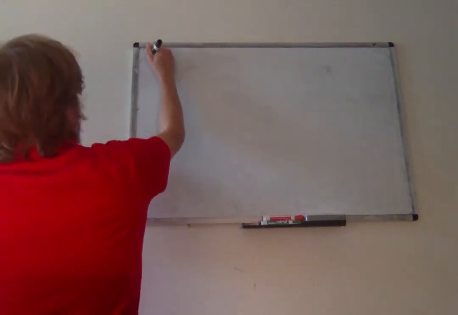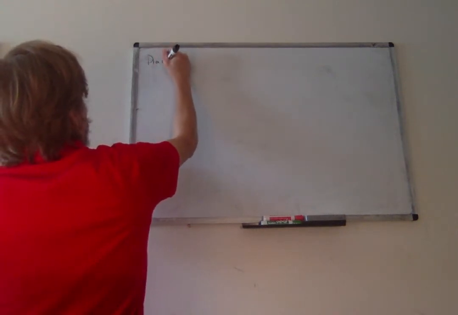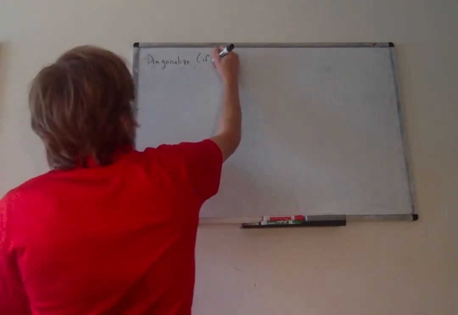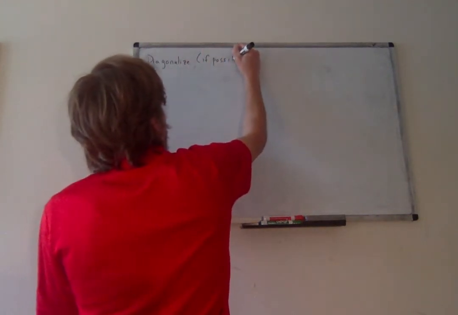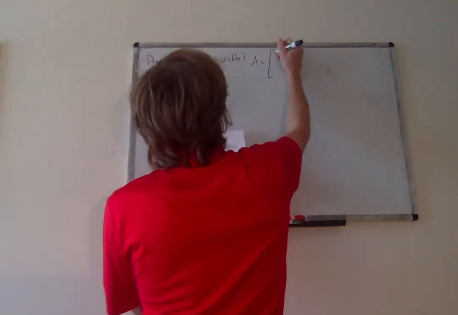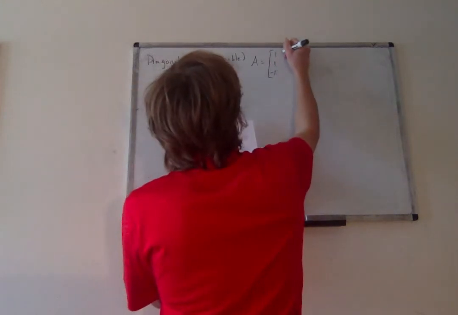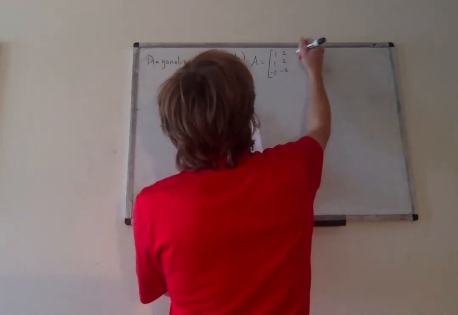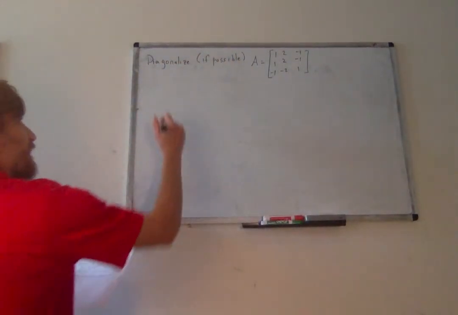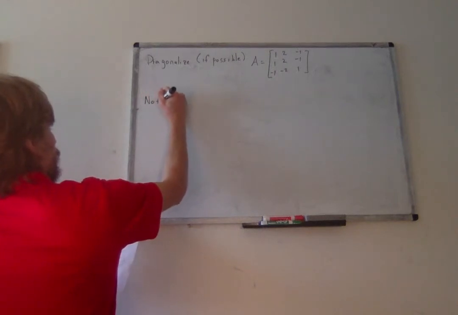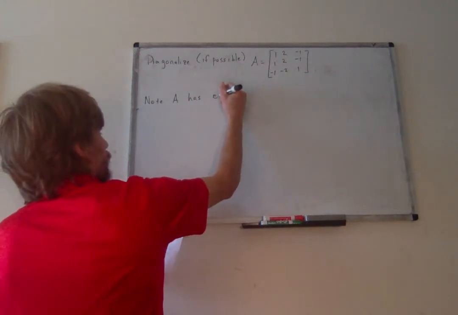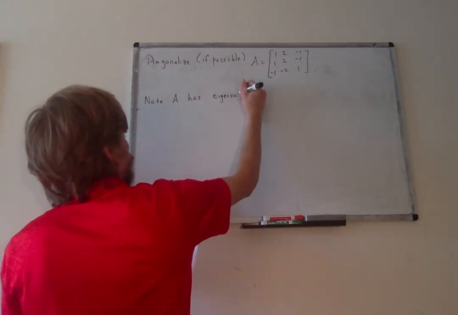So we want to diagonalize, if possible, the 3 by 3 matrix A equal to 1, 1, negative 1, 2, 2, negative 2, negative 1, negative 1, 1. And what's nice is that in this problem, the book gave us the eigenvalues, I guess because it figured we had enough work to do without them.